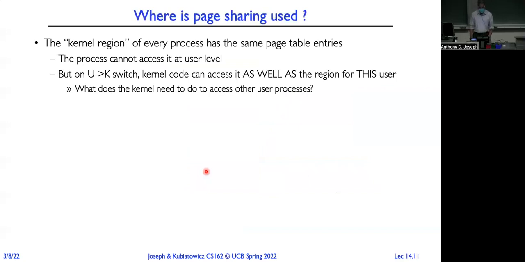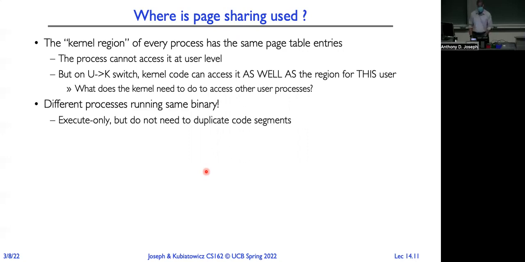Okay, so where do we use sharing of pages? Well, we can map the kernel region of a process to have the same operating system kernel code and data structures across all processes. And this is nice because now it means that when we go into kernel mode, the operating system can access all of its code and data, and it can access the processes' code and data. And so it doesn't have to do any translation. The translation is done for the kernel. Now, of course, we have to make sure that when we're in user mode, we can't access that portion of the page table.